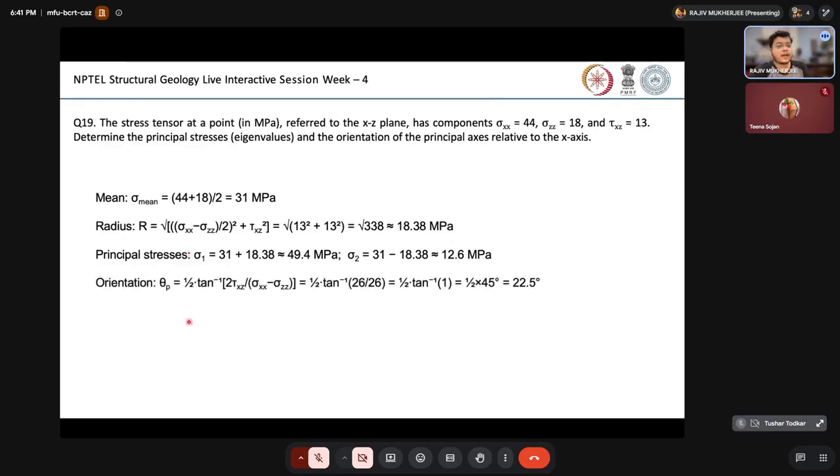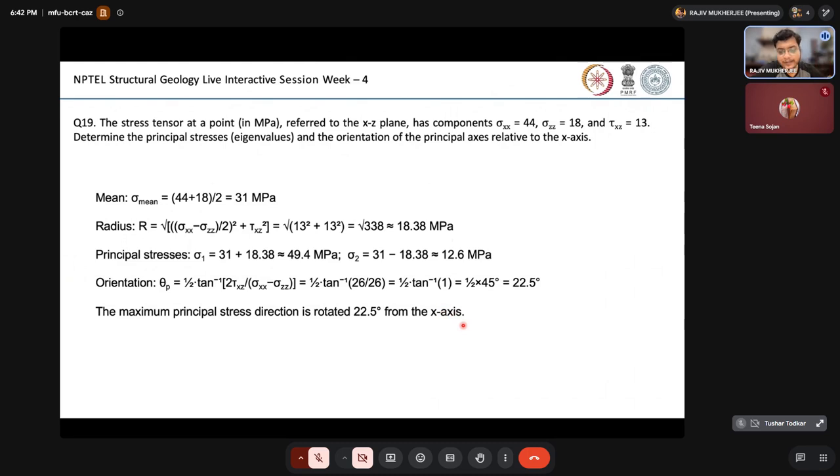Now the orientation is of course from the formula: half tan inverse of twice the shear stress given divided by sigma 1 minus sigma 2, right? This is the formula we generally use for measuring the angle of some orientation with respect to the plane of stress, and the value is 22.5 degrees. So the maximum principal stress direction is rotated 22.5 degrees from the x-axis.